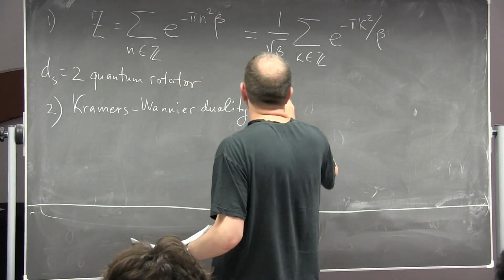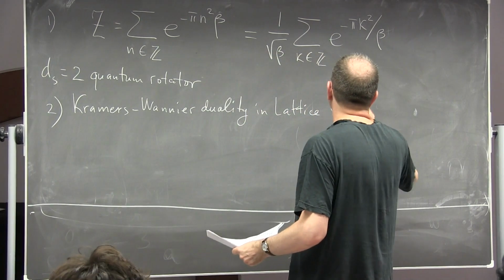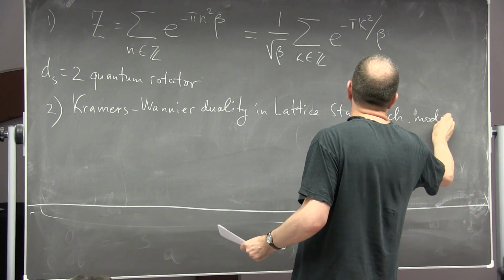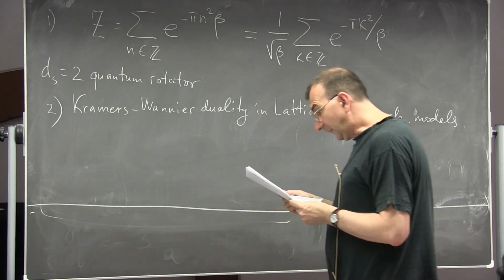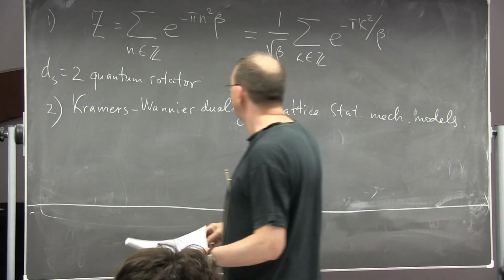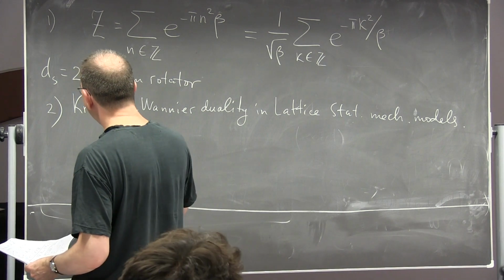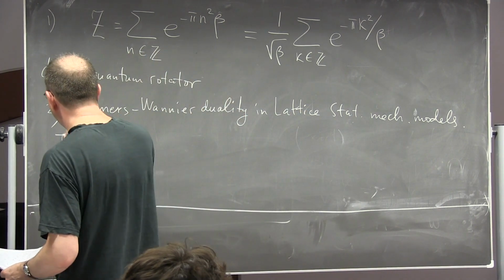Duality in lattice stat-mech models. So the simplest model you typically discuss in lattice statistical mechanics is the Ising model.